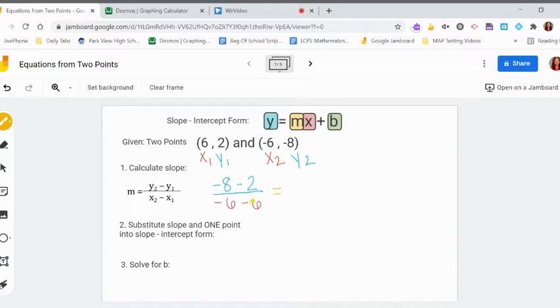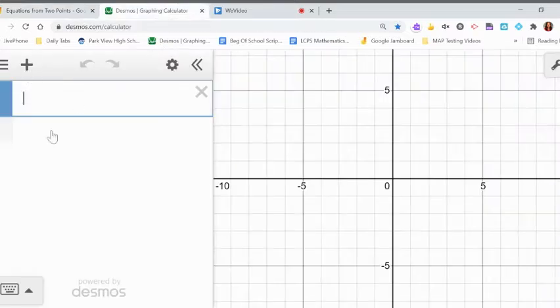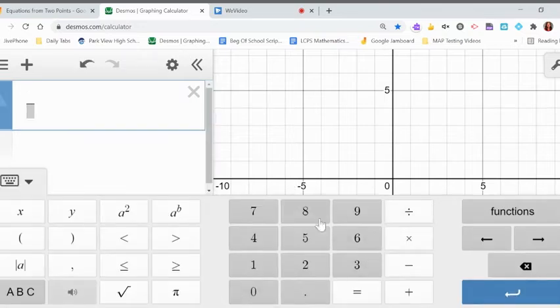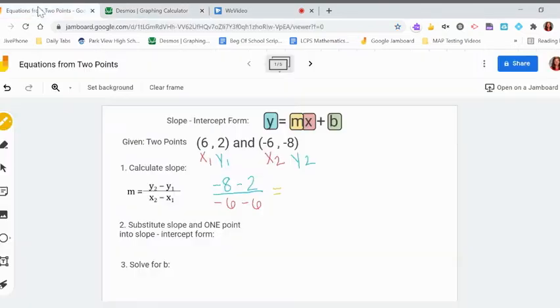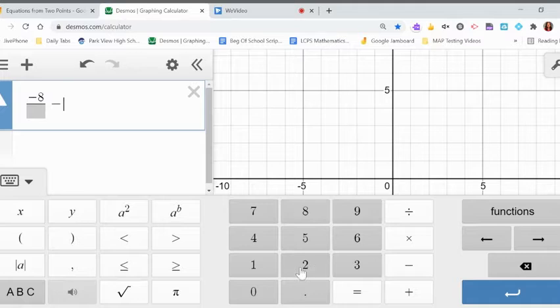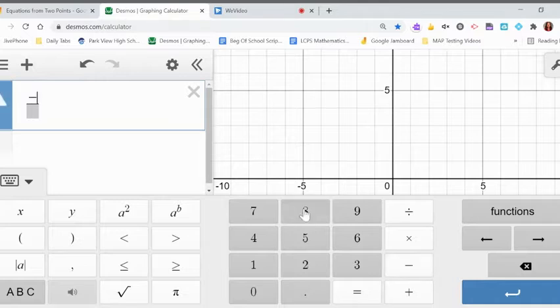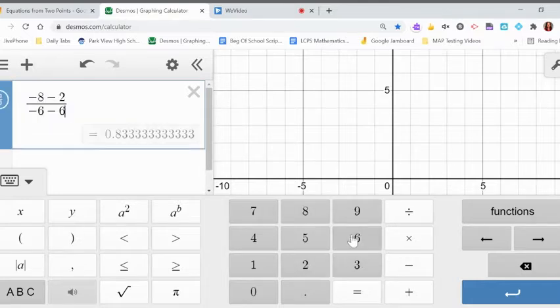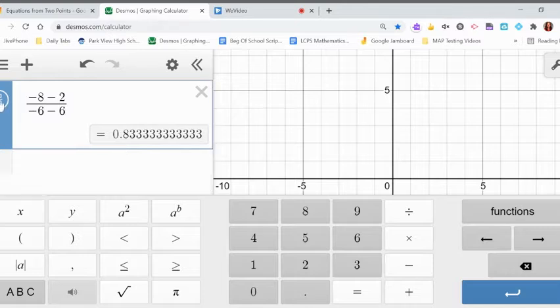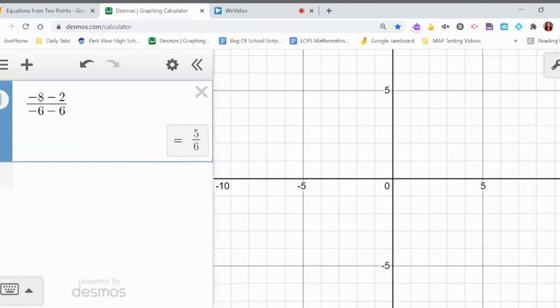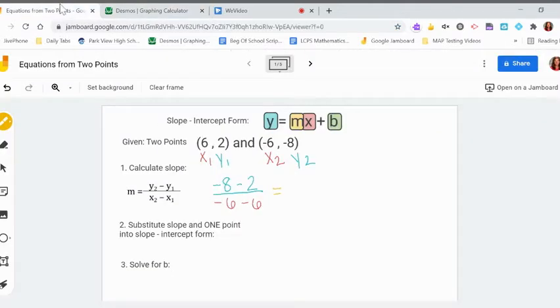All right, now I'm going to get my slope. I can plug that right into my Desmos calculator. I'm going to go ahead and click the division first and do negative 8. Go back and check. Minus 2. Oop. Let me do that again. Division sign, negative 8 minus 2 over negative 6 minus 6. If you get a decimal like this, just click on the fraction button. That way you can get a fraction. We like that generally better than the decimal for slope. So I get 5 over 6.